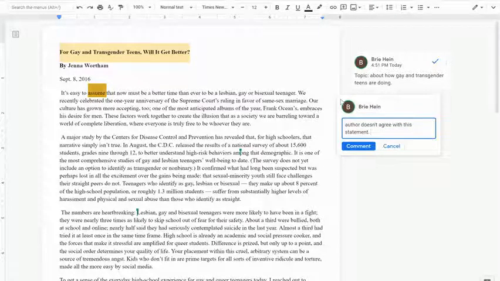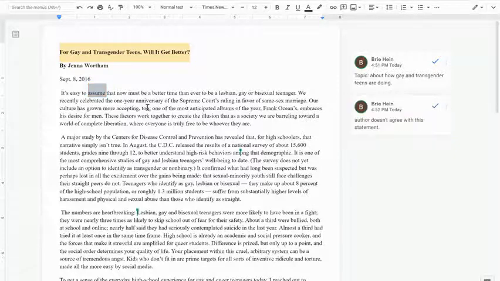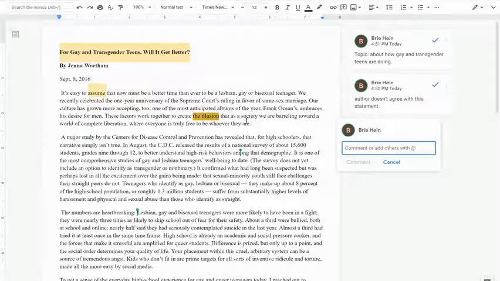So the author maybe doesn't think that it's getting better. The other thing I noticed as I was reading: "these factors work together to create the illusion that as a society we're barreling toward a world of complete liberation where everyone is truly free to be whoever they are." I'm wondering why they used "illusion." That's another piece of diction that makes me think an illusion is fake, so not real.